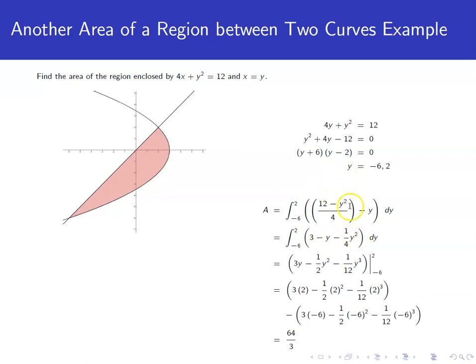So again, solving for x, we got 12 minus y squared over 4, or again, 3 minus 1/4 y squared, and then minus y. So we're doing right minus left. So here's our integrand. Find an antiderivative here. We get 3y minus 1/2 y squared minus 1/12 y cubed. Put in your upper limit of integration. Subtract off what you get when you put in your lower limit of integration. Simplify this arithmetic, and you should get 64 over 3.